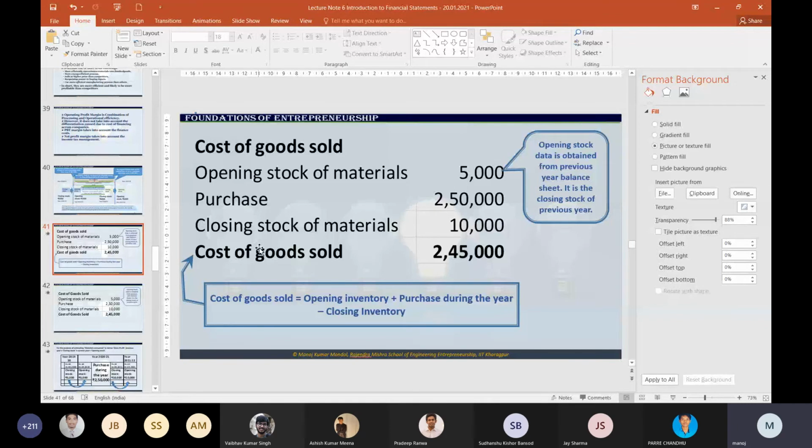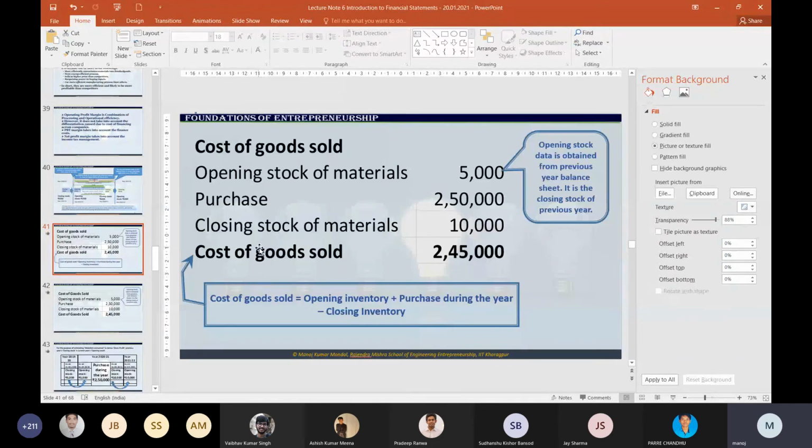So if you have started the business maybe some years back, not this year. Yes. So then isn't the closing stock counted twice? Yeah, I'm coming to that.